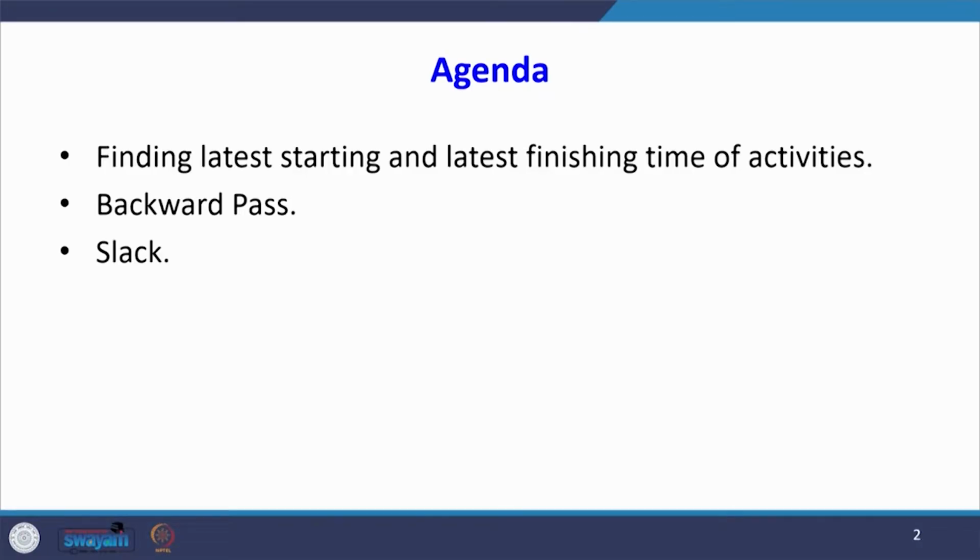Dear students, in the previous class I explained the forward pass. The purpose of the forward pass is to find the earliest starting time and earliest finishing time. In this lecture I am going to explain how to find the latest finishing time and latest starting time. For that, the algorithm I am going to use is called backward pass. So, the agenda for this lecture is finding the latest starting and latest finishing time of activities by using backward pass.